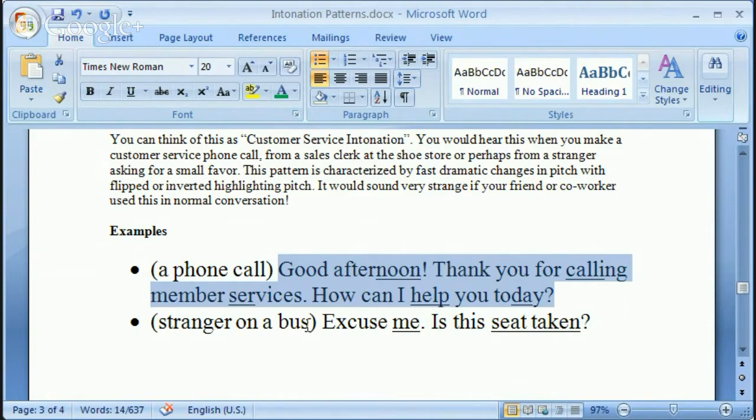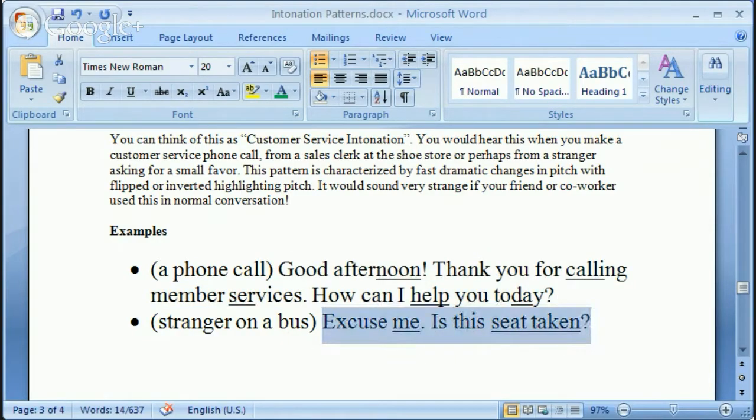Okay, it's called drop rise because sometimes the very normal intonation is reversed, and it's also very quick up and down, and nobody really talks like this in real life. I don't say, "Hello, Sophia. Welcome to the Verbling class today. What can I possibly teach you today?" Nobody actually talks like that. We also use this sort of intonation when we're talking to strangers.